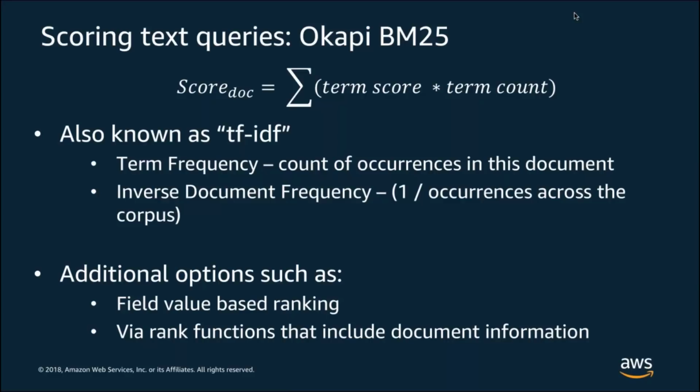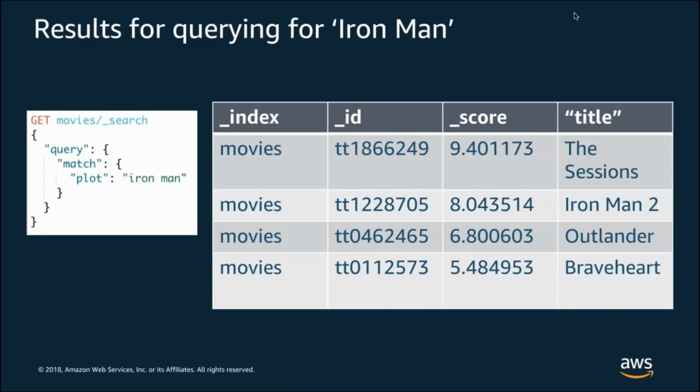There are lots and lots of specializations and customizations that you can do on top of that basic understanding. In particular, you can add function scores that change the ranking. You can incorporate different values from the document. You might want to scale your score based on the rating of that particular movie, etc. So let's look at some results here for querying Iron Man. I have here a number of different results that come back. So there's an ID for each of these movies, The Sessions, Iron Man 2, Outlander, and Braveheart.